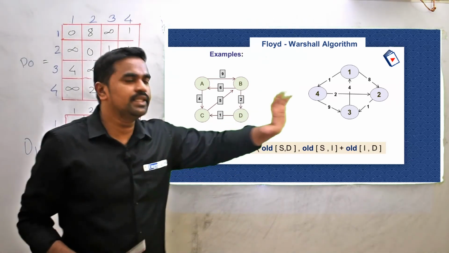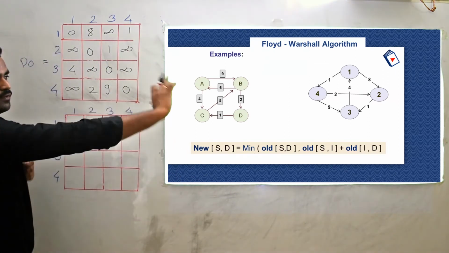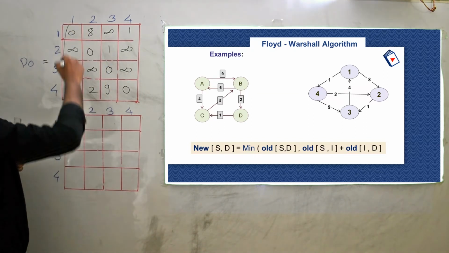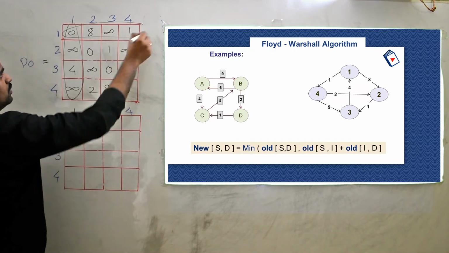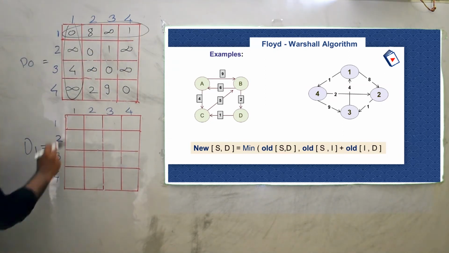Okay, now let's solve this problem with the help of fluid Warshall algorithm. So first of all, this is the graphical representation of this problem. Now we consider the first row and first column. Okay, first column and first row. So I'll write down the copy the values.